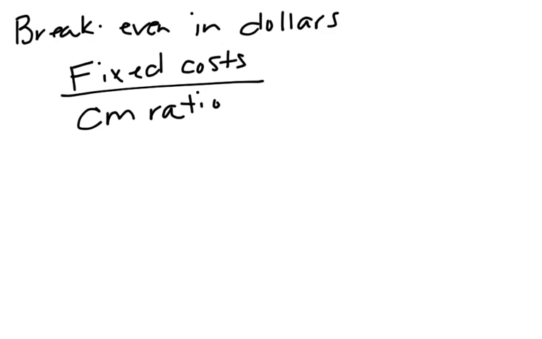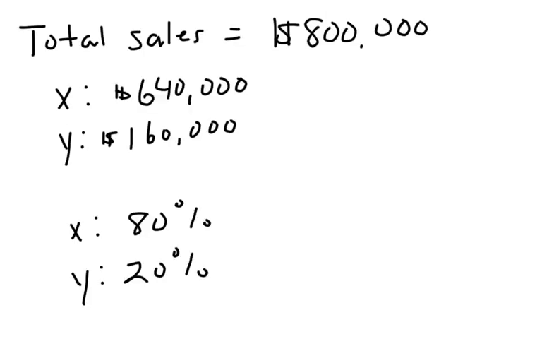Since we already had some total sales dollars on this second example that I gave you, let's use this data for the break-even in dollars. So we know our total sales are $800,000. X accounts for $640,000 of that, and Y accounts for $160,000 of that. Let's come in and also put variable costs. So this is sales data here. Let's do variable cost data right beside it.